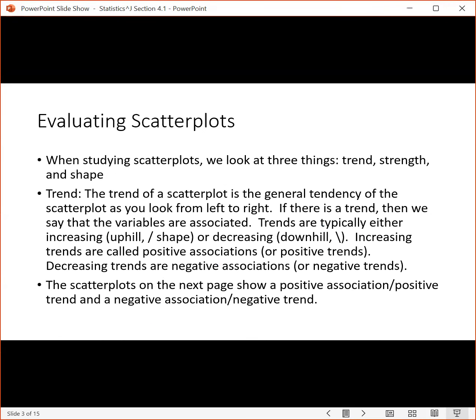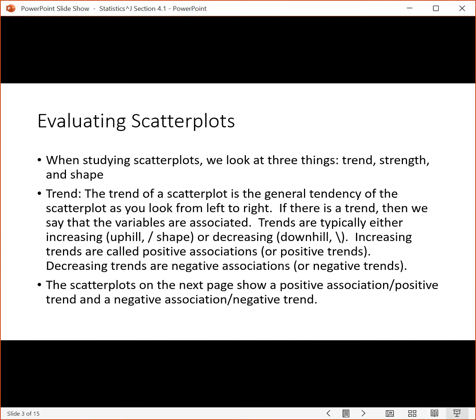When studying scatterplots, we look at three things: trend, strength, and shape. The trend of a scatterplot is the general tendency of the scatterplot as you look from left to right. If there is a trend, then we say that the variables are associated. Trends are typically either increasing or uphill, which shows the trend going up as you go from left to right, or decreasing or downhill, going down as you go from left to right. Increasing trends are called positive associations or positive trends, and decreasing trends are negative associations or negative trends.